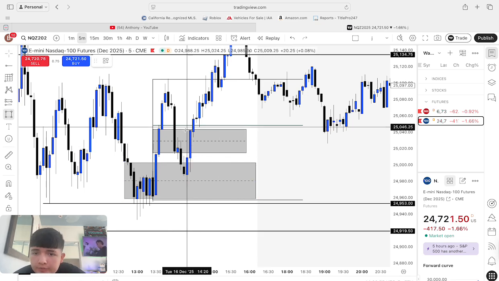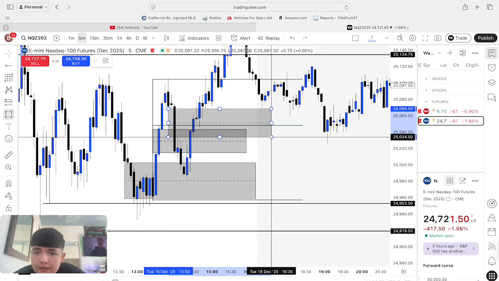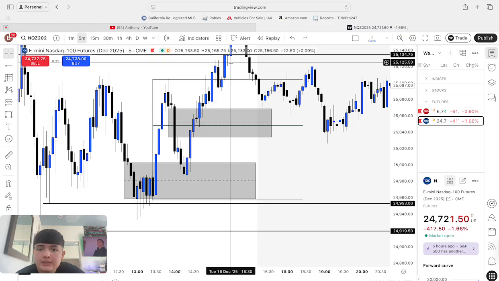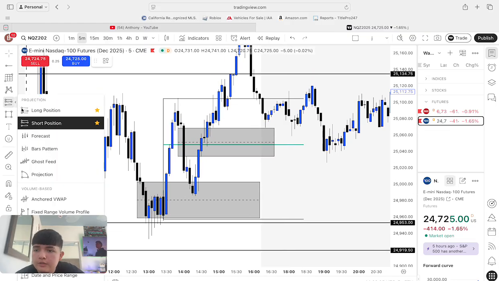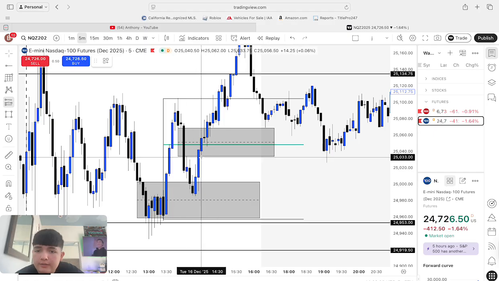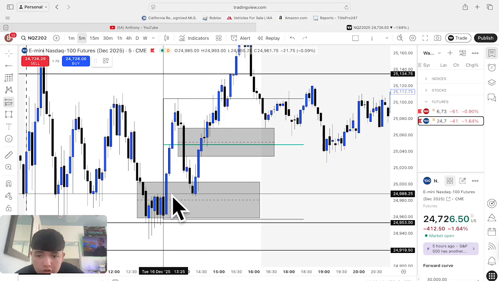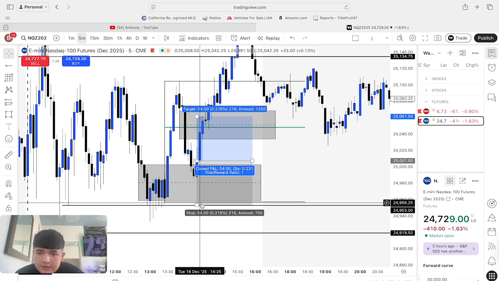Look right here. You also get an inverse fair value gap to the upside. So this fair value gap, boom, placing your order. Longs. We also broke structure right here. We broke structure actually way back. Hold on. I think I actually took this trade too.